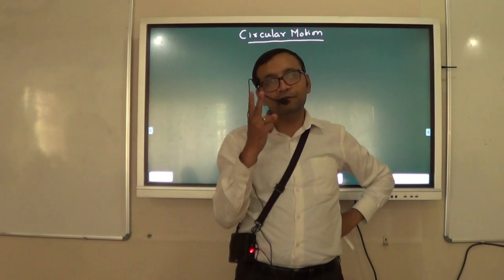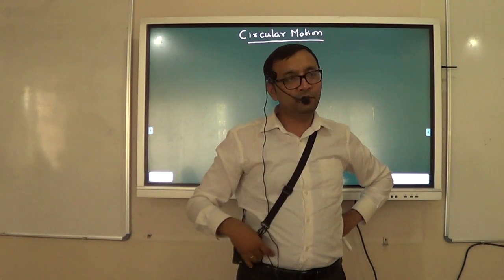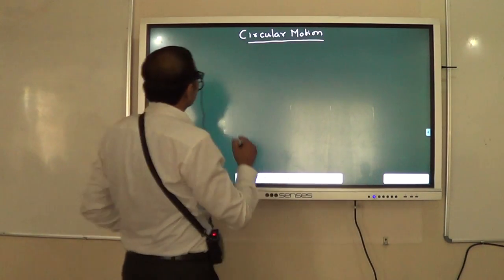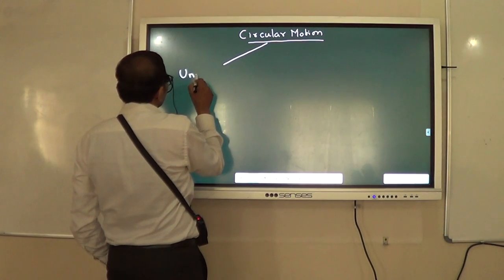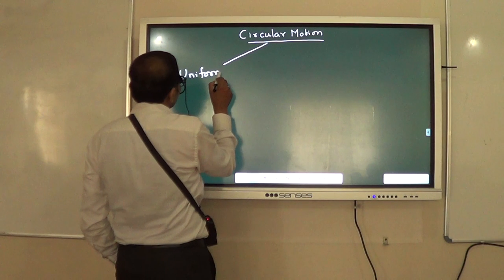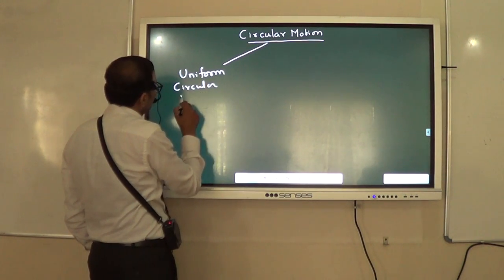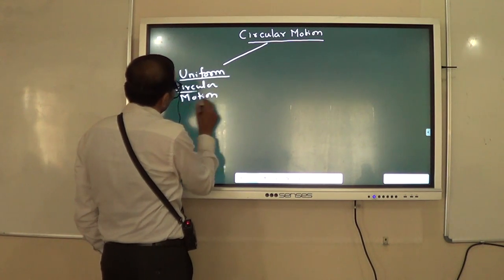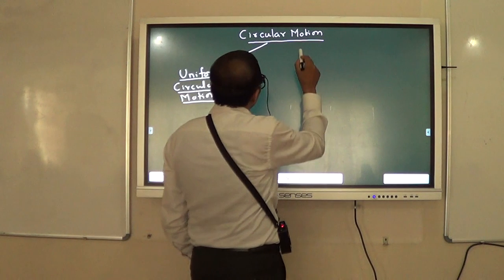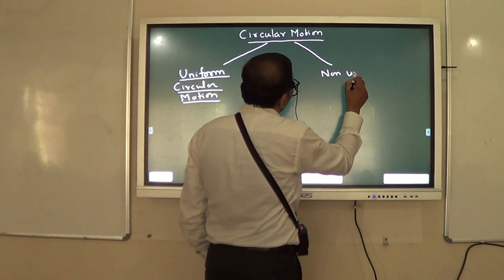Now, circular motion will have two types. One will be uniform circular motion. Please write down. This is uniform circular motion, and this is non-uniform circular motion.